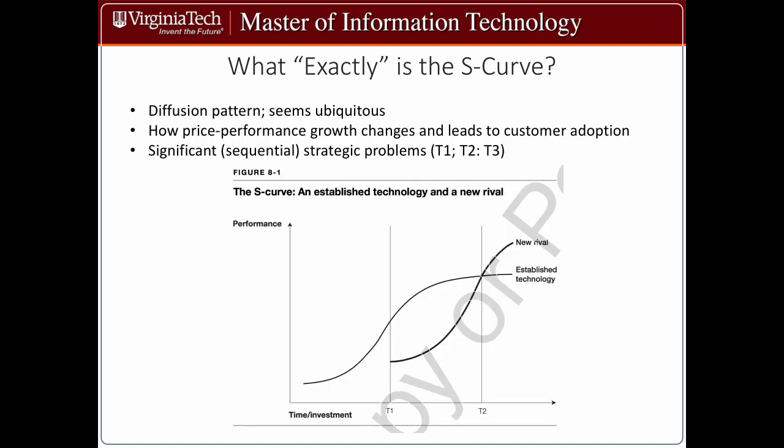And so as the reading talks about, this S-curve is a diffusion pattern that seems ubiquitous, but it charts how price performance growth changes and impacts customer adoption. The critical thing here is that it gives us a set of sequential strategic problems. We've talked about these within the context of disruptive innovations, and now we're going to look at it from the perspective of customers and how that fundamentally shapes how firms approach product design and business model development.